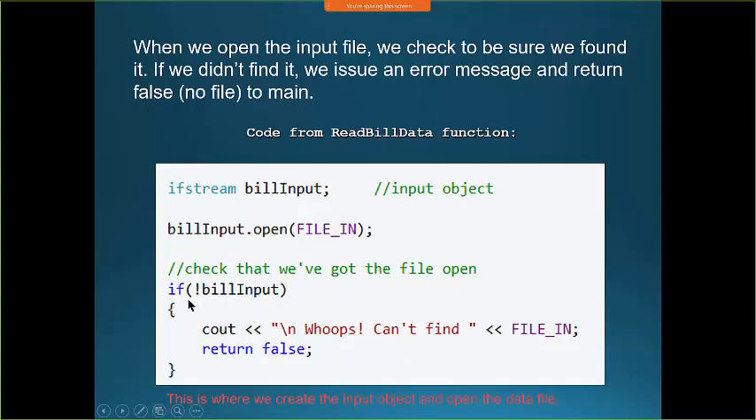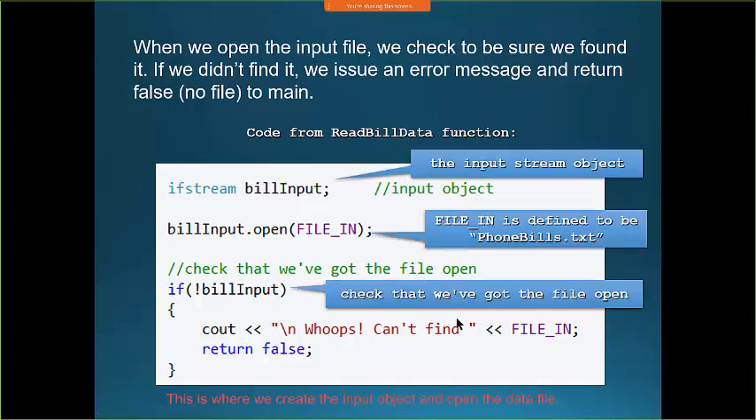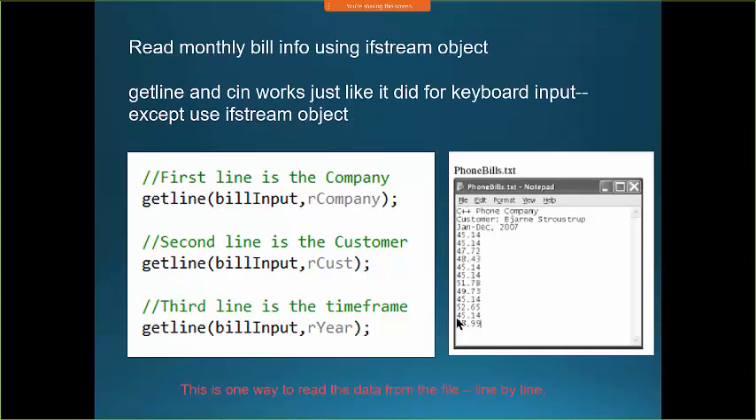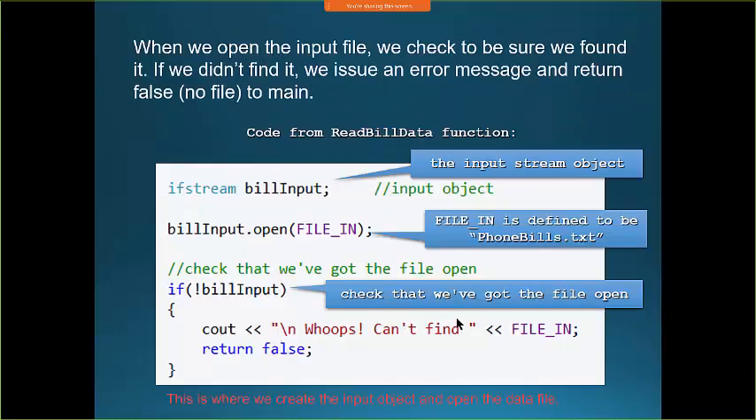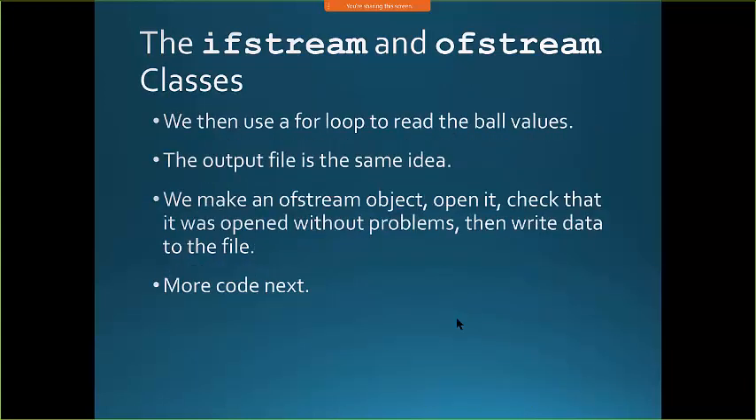And then, if not bill input, we have a guard here. It basically says, hey, if we can't open this file, then we're just going to say we can't open it and return false. And then it'll go through and read. So once it has the file, that program is going to loop through and read it. We don't see that code here, but we'll experiment with that concept in a second.